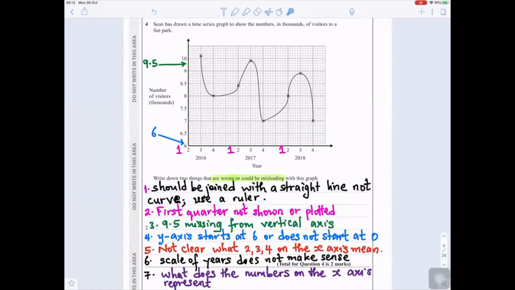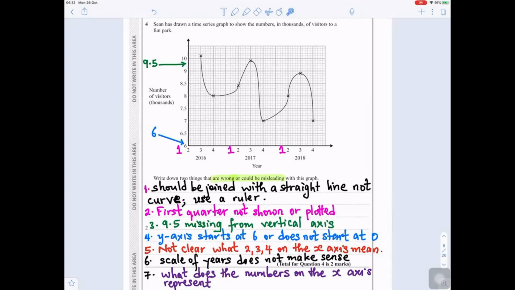Question number 4. Sean has drawn a time series graph to show the numbers in thousands of visitors to a fun park. Write down 2 things that are wrong or could be misleading with this graph.